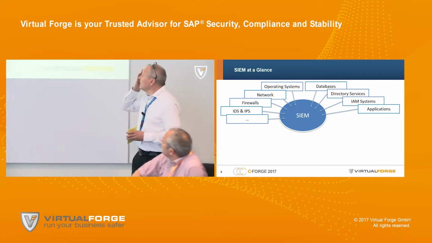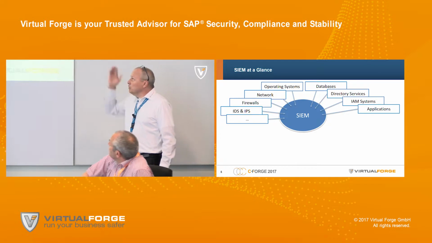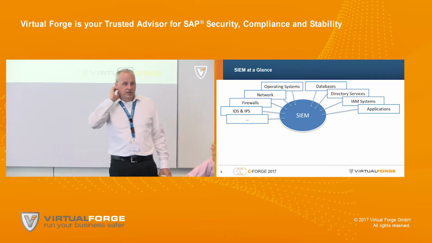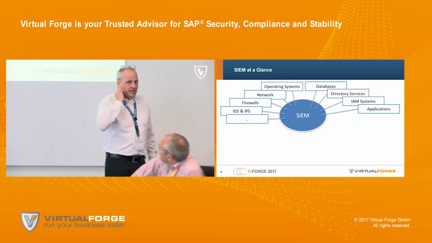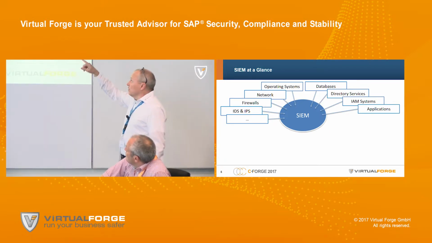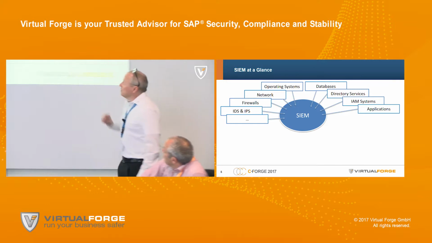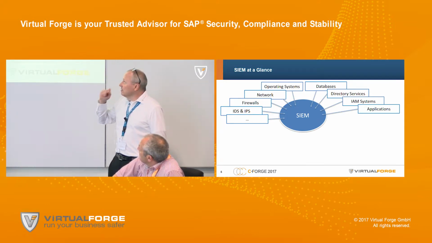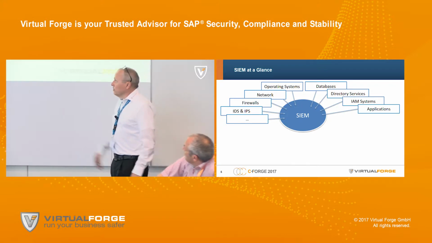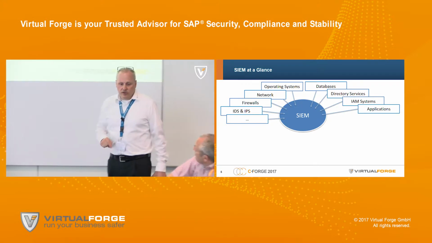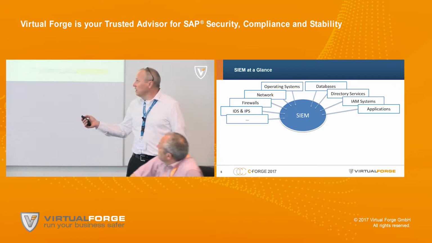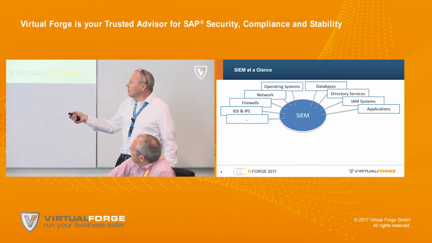The next slide displays the typical input sources for a SIEM system. As you can see, it starts with the operating systems and the databases, the network instances. Of course, all the systems which are related to security are involved.